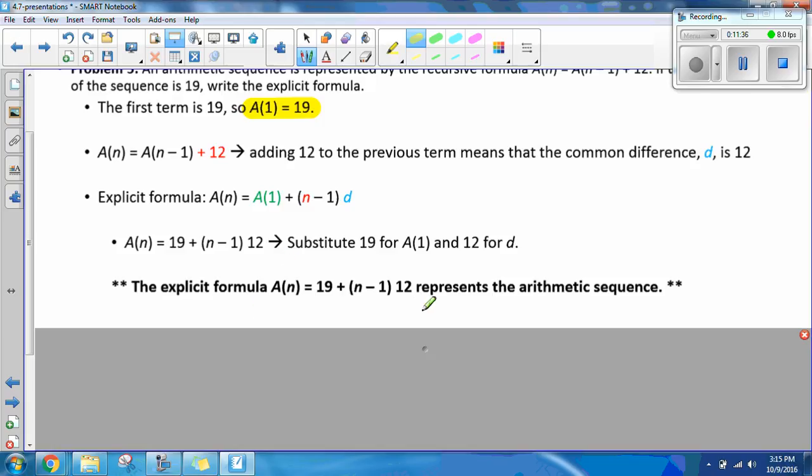Notice here I do not need to write what a of 1 equals because it's already built into my formula.